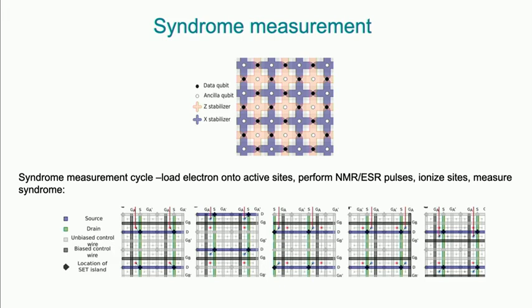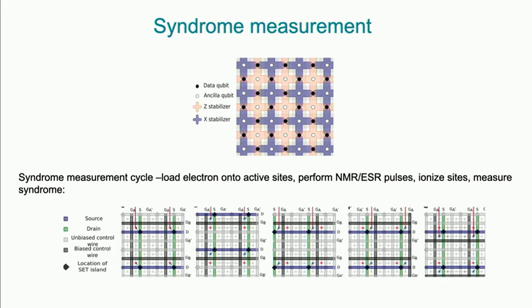And I'm sure you can see how with that square array, we could implement the measurements that we would need in order to be able to do the surface code. So it would be a series of tunneling electrons onto these devices, performing the gates, and then ionizing again.